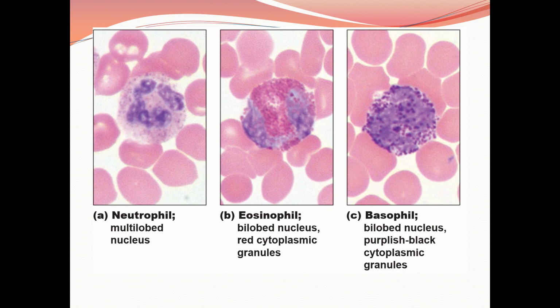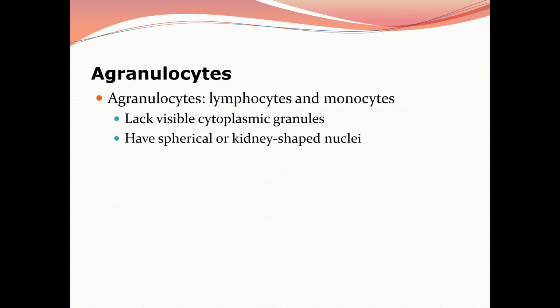And then basophils have a bilobed nucleus and purplish black cytoplasmic granules. And I remember basophils as releasing histamines. And so neutrophils are neutrally stained, eosinophils are acidic stained, and then basophils are alkaline stained or basic. Agranulocytes are lymphocytes and monocytes, and they lack granules, and they have spherical or kidney-shaped nuclei.